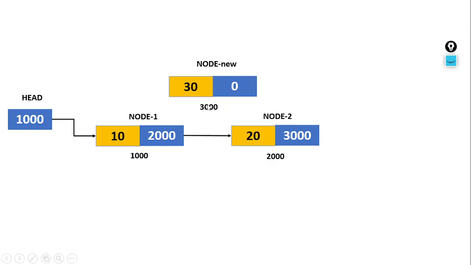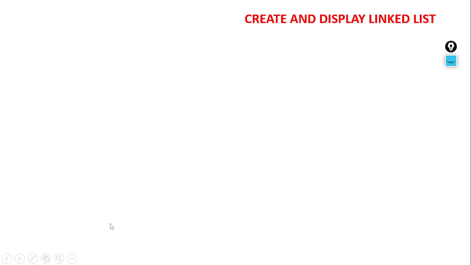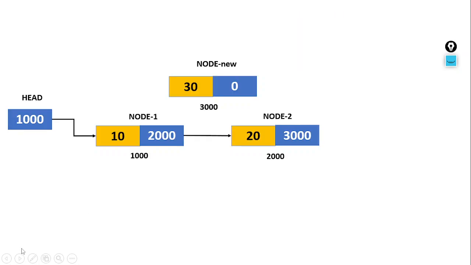Hello students, before discussing searching for a particular node, I want to discuss where it is being used. When you are inserting a new node in between two nodes, I want to insert this new node between these two nodes. What do I have to do?